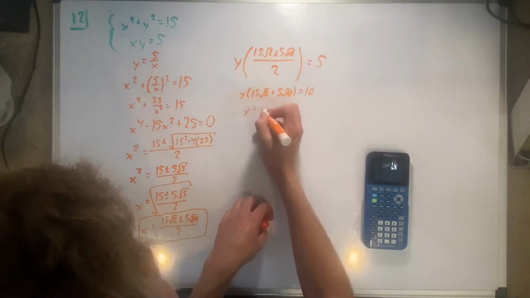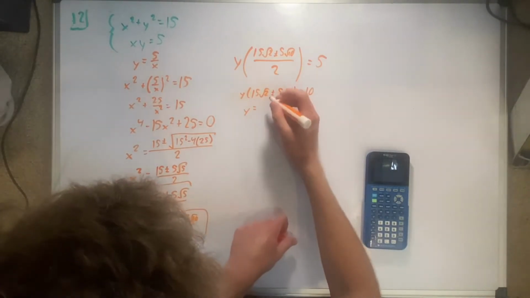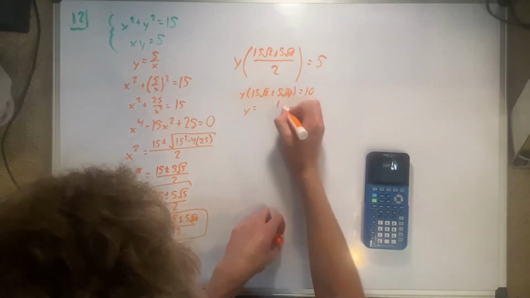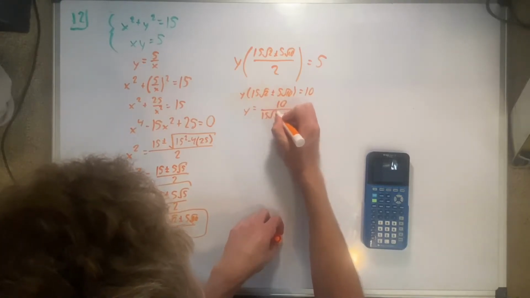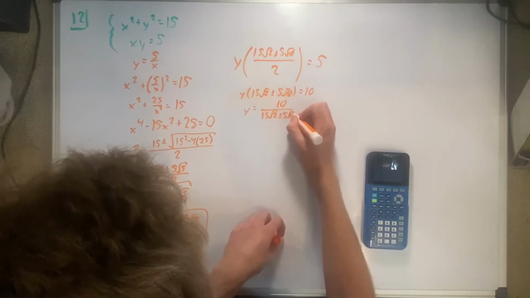Divide that over, y is equal to, and this is a plus or minus, so y is equal to 10 divided by (15 rad 2 plus or minus 5 rad 10).